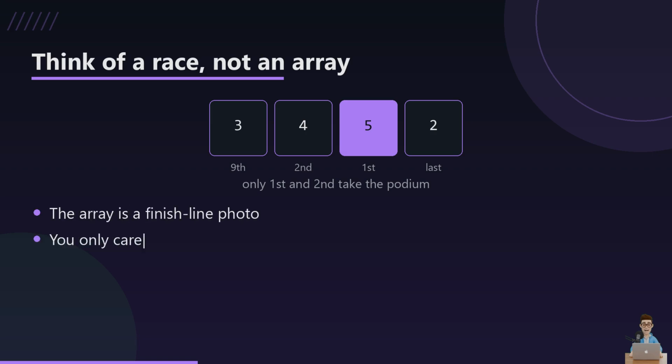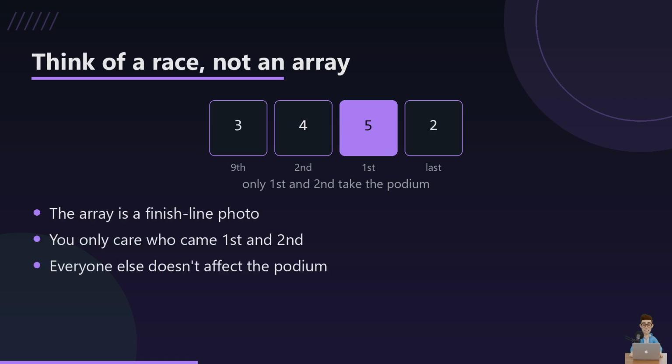Forget code for a second. Picture a race photo. To hand out gold and silver, you scan for first and second place. The runner who finished ninth changes nothing. That's this whole problem. The array is the photo, and we only ever want the top two on the podium.